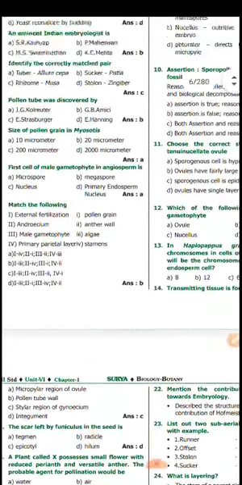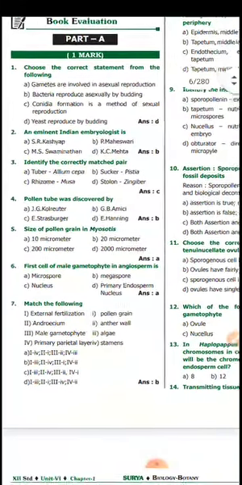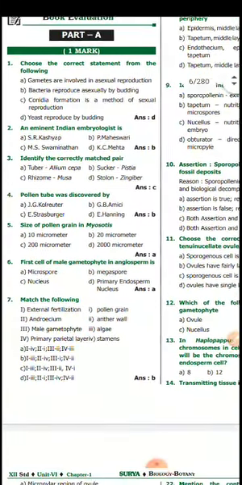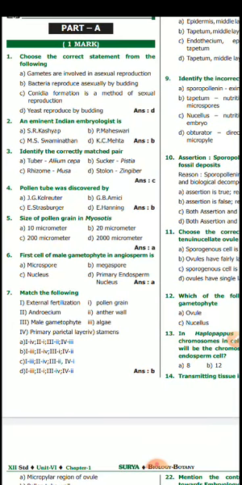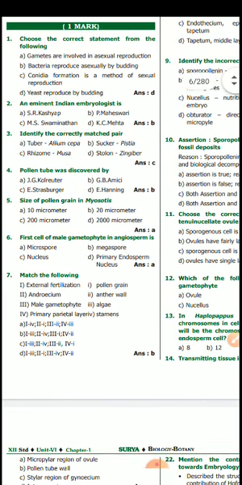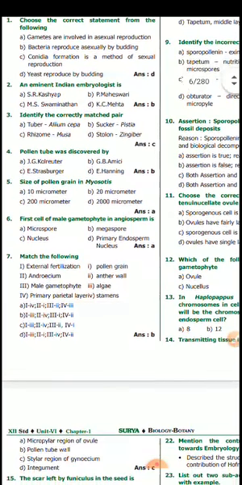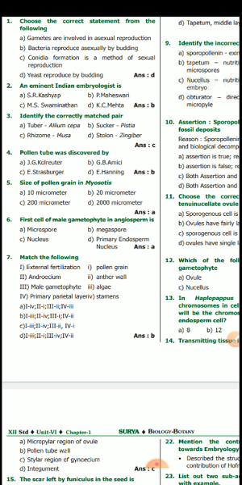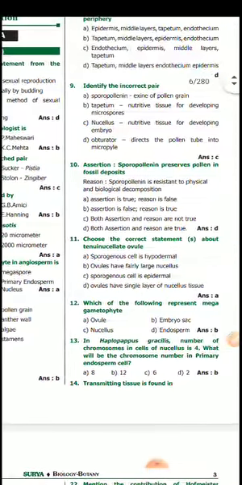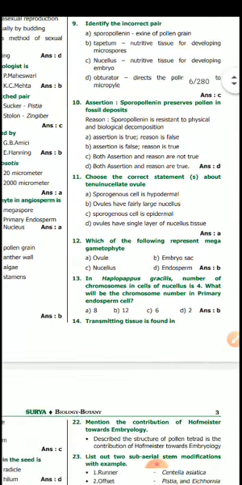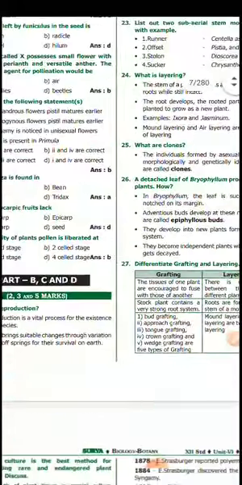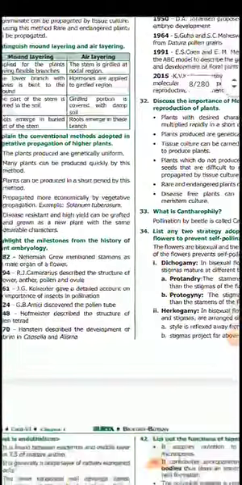These words only are important, so you can study from the book-back questions and answers. Who is the eminent Indian embryologist? Mr. P. Maheshwari. Identify the correctly matched pair. Pollen tube was discovered by Amici. What is the size of the pollen grain of Myosotis? Identify the incorrect pair. These and all are important. Take care of this part, and you can revise these new words.